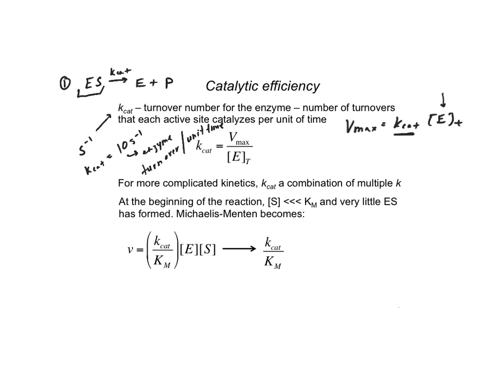Okay, so the larger the kcat, what do you think you can say about the enzyme? The better the catalyst is. The larger the kcat, the more it turns over per unit time, the faster the overall rate of the reaction, the faster the catalyst, okay?